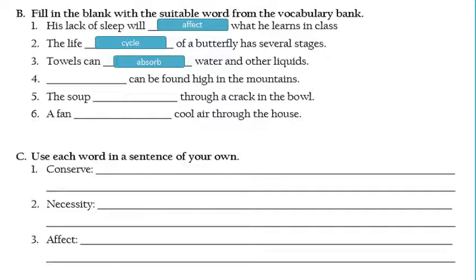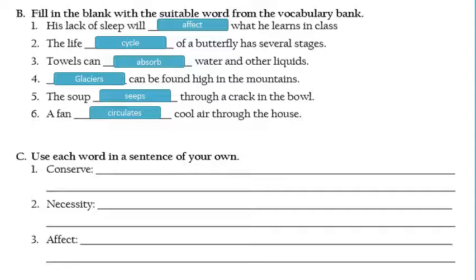4, blank can be found high in the mountains. What can be found high in the mountains? Glaciers. 5, the soup blank through a crack in the bowl. So I have a crack in the bowl. What would happen to the soup? It will seep. The soup seeps through a crack in the bowl. 6, a fan blank cool air through the house. What does the fan do? It circulates cool air through the house.